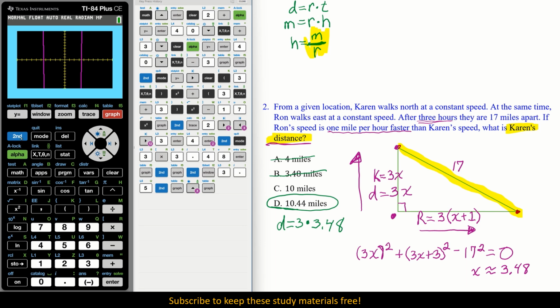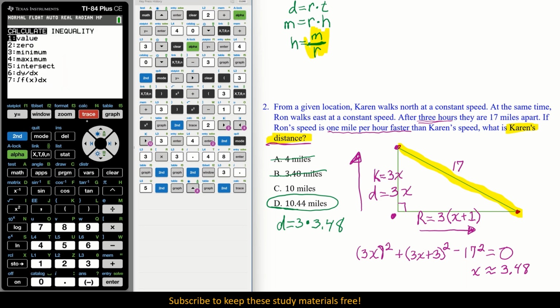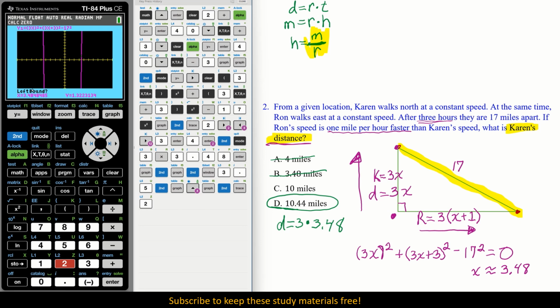But that's going to be a little rough getting a good value. So go back, and remember I use second calculate, and we want number 2. Okay, so what it says is, what do you want on the left? See where my little cursor is? I don't want negative values. I want positive values, and my line goes between 3 and 4. So it's saying left bound. Well, on the left, I have 3. So I say 3, enter.